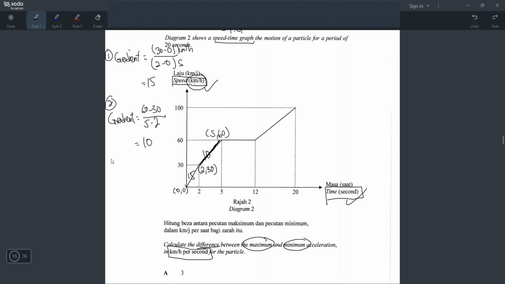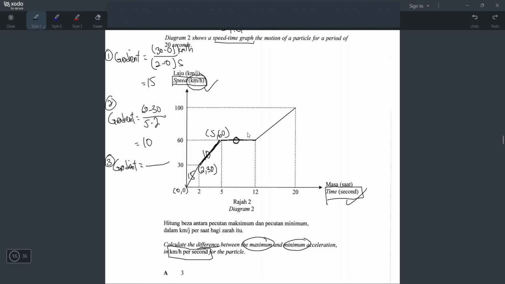Okay, the third line will be 0. The gradient will be 0. Because when the line is like this, it means it's constant speed or uniform speed. It means that there's no acceleration here. There's no speed change here. So yeah, it's 0. Of course, I can prove it to you as well. I'll just find the gradient, just to prove to you quickly that it's 0.